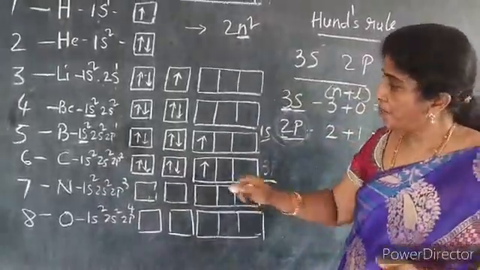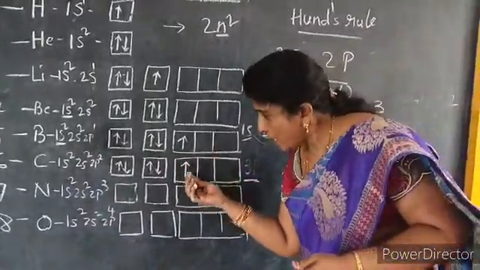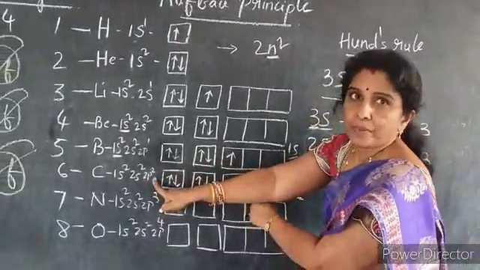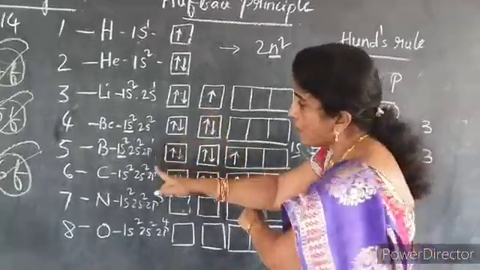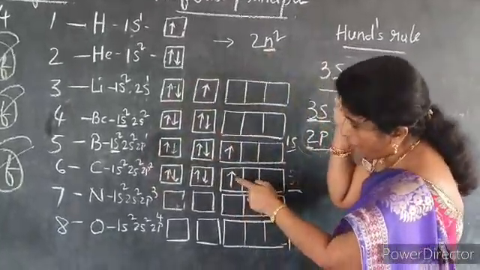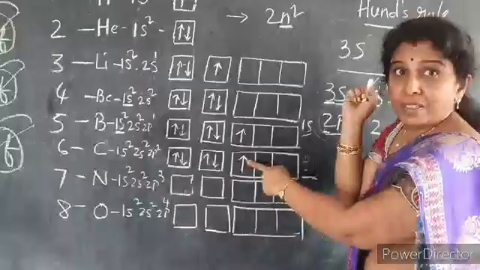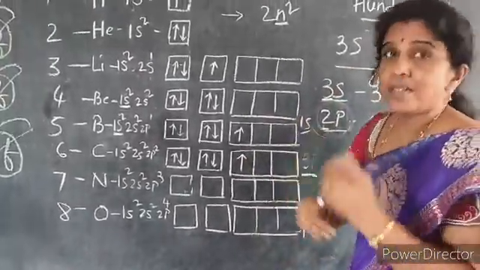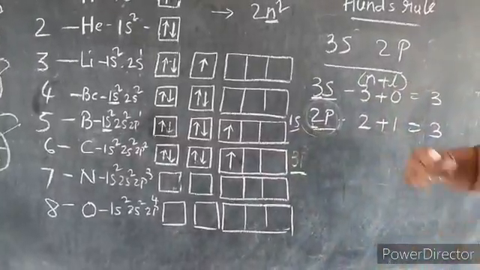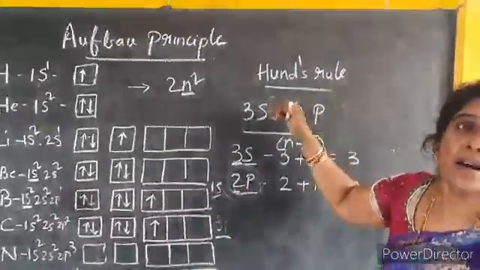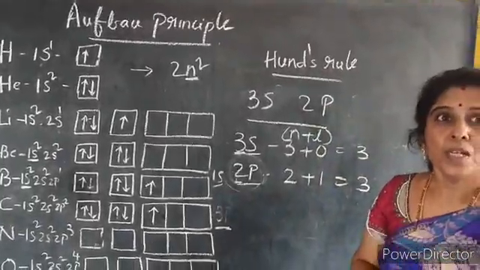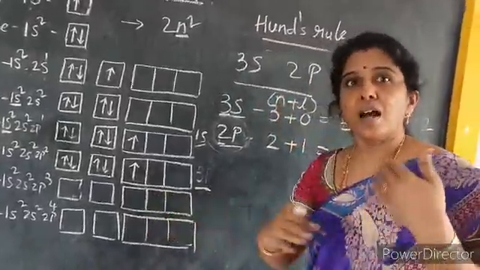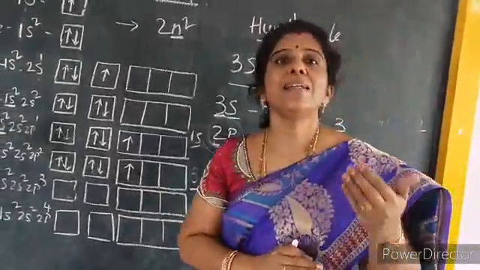Now the question is, 1 electron we have already filled in the first orbital. So there is 1 more electron in p. Now the doubt is whether that electron will go to the first orbital and get paired up with this, or will it go to the next orbital. To answer this question, there is one more rule which we have to apply, that is Hund's rule. According to Hund's rule, only when all the orbitals are half filled, pairing takes place.